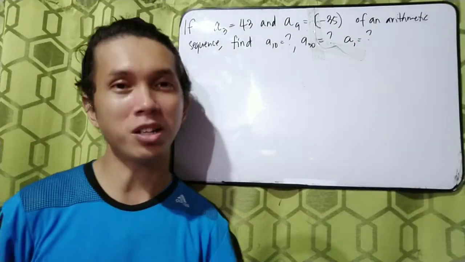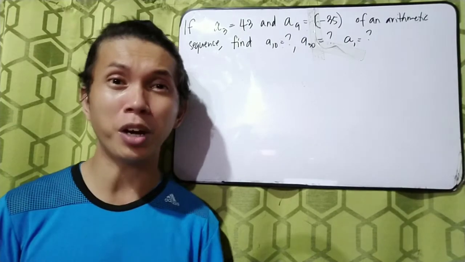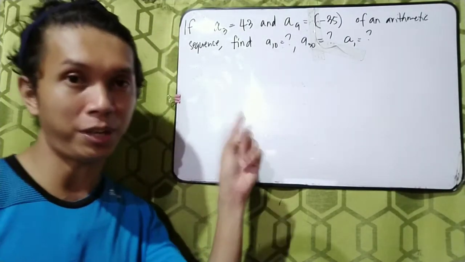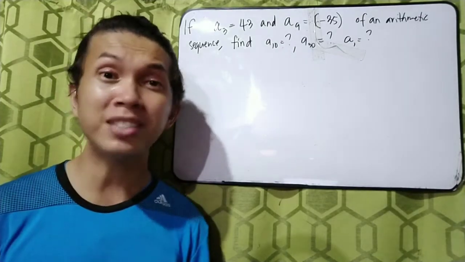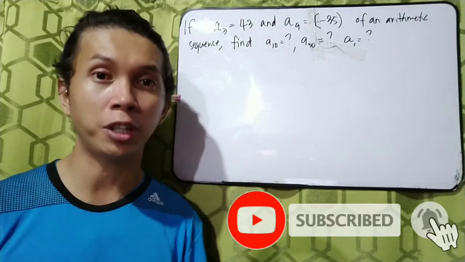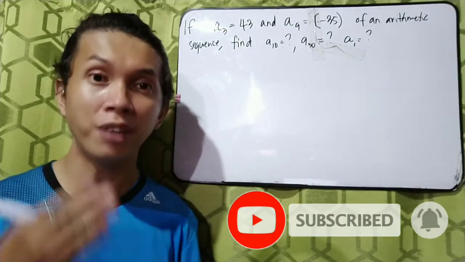Hello everyone, welcome to my class. In this video we are going to solve for the missing terms given a sub 3 and a sub 9, which means there's no a sub 1 and there is no consecutive term so that we could get the value of d.